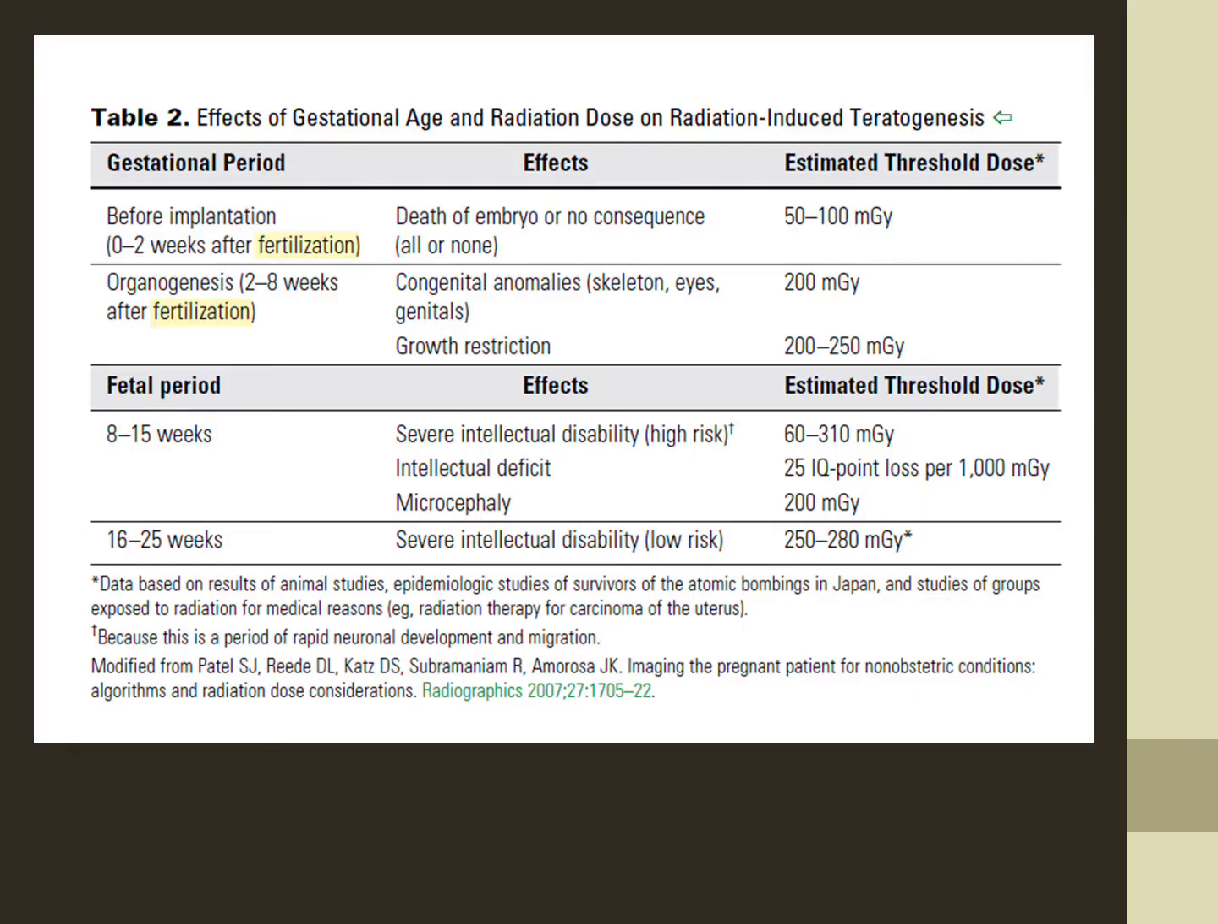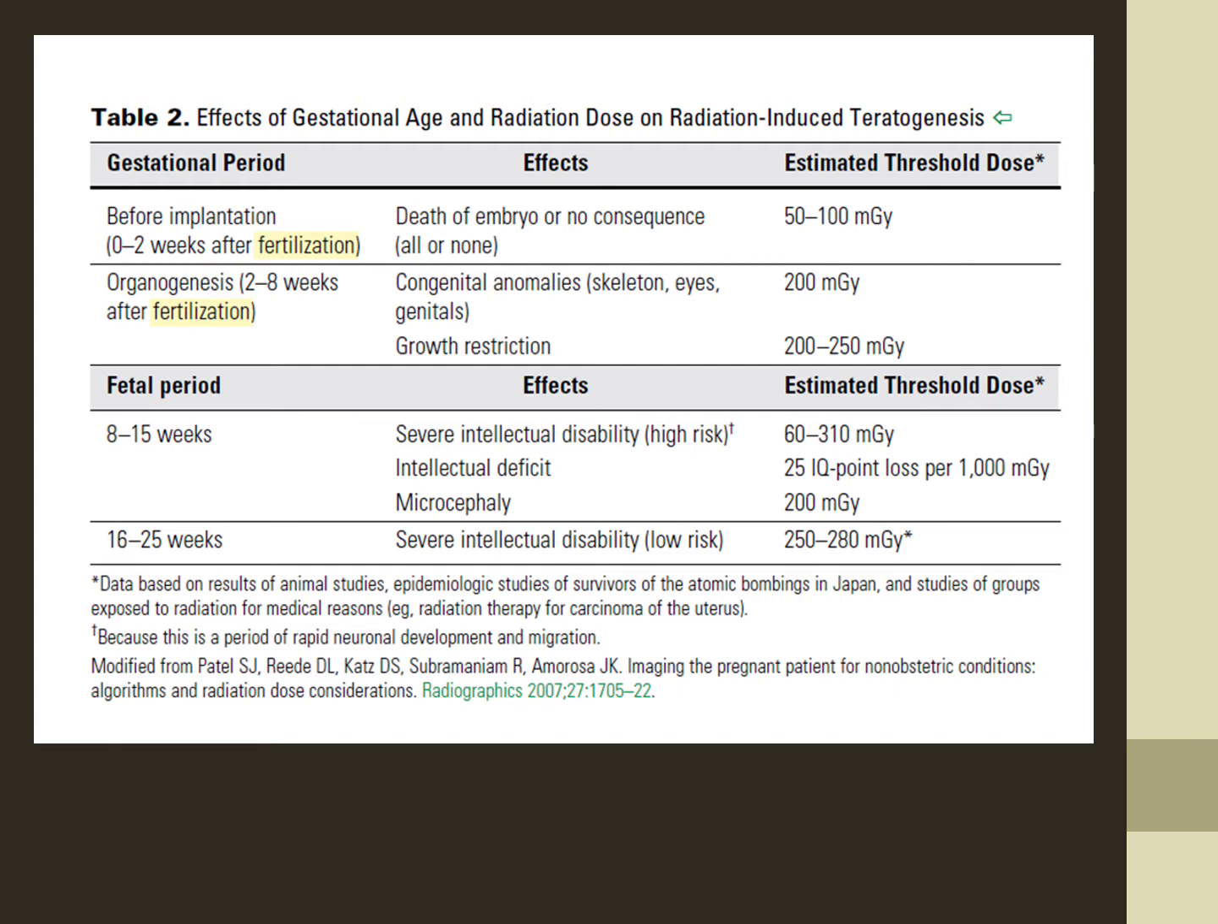This table shows the effects on the conceptus based on various stages of pregnancy and the estimated threshold radiation dose that can cause the anomalies. The fetus is at risk for teratogenesis, especially during the period of organogenesis, that is between 2 weeks to 15 weeks of gestation, and especially during the 8 to 15 week period.